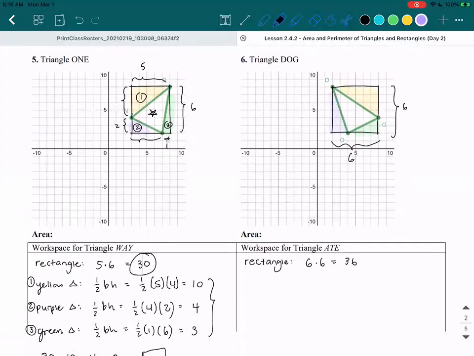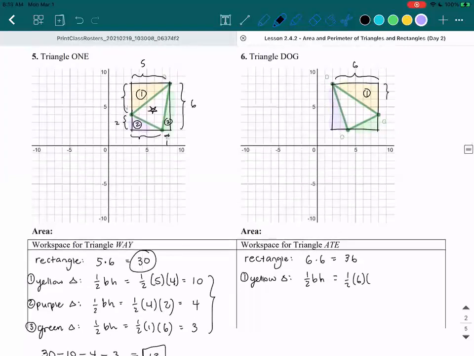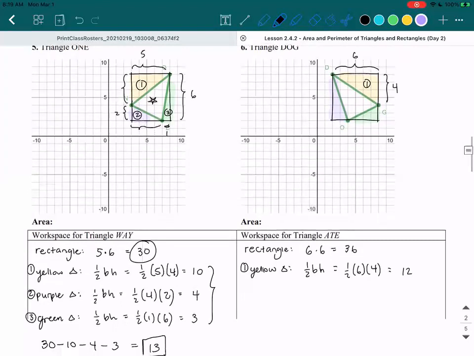Okay, let's first calculate the yellow one just because. Yellow triangle. All right, so for this one, we want 1/2 base times height. It's okay if your base and height are switched from my base and height because it doesn't matter what order you multiply in. So I want to use this as the base, and that's 6. So it's 1/2, and the base was 6, and then the height 4. And it's okay if you wrote 4 times 6, not 6 times 4. It literally doesn't matter. So if you multiply this out, you'll get 12. All right, so that's our yellow triangle.